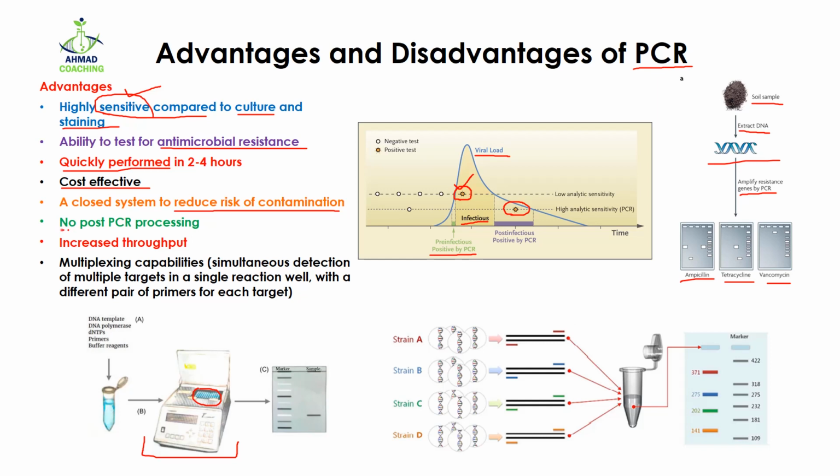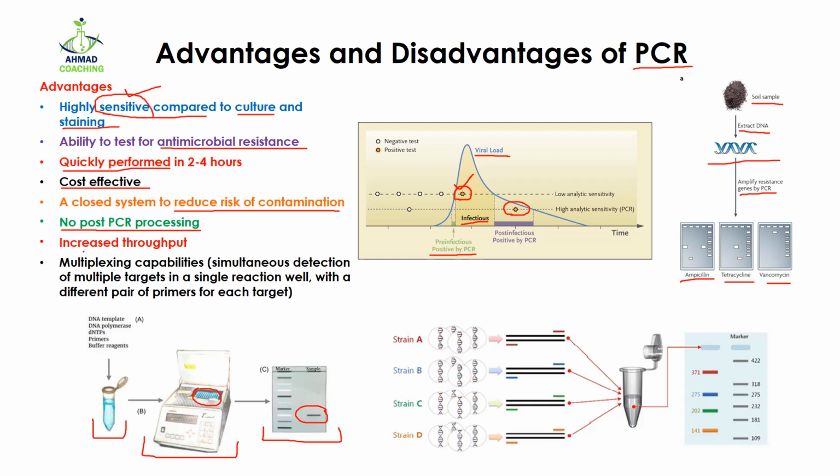There is no post-PCR processing required. For example, you prepare the reaction, put it in the machine, run the PCR, and after that you just run your PCR sample on a gel and detect your desired band. You don't need to do any other step. Just take out the samples, run them and visualize.